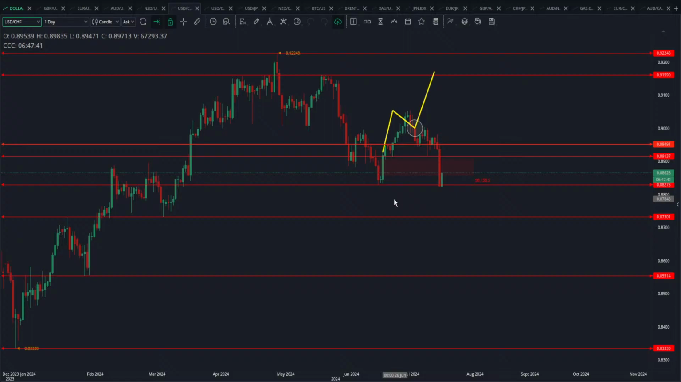USD CHF, yes, a very clean close below the support area. Now it is trying to go into that fair value gap again. Expect 50% of it to be retraced, and then boom, down to 0.8730. This is what my expectation is about USD CHF.